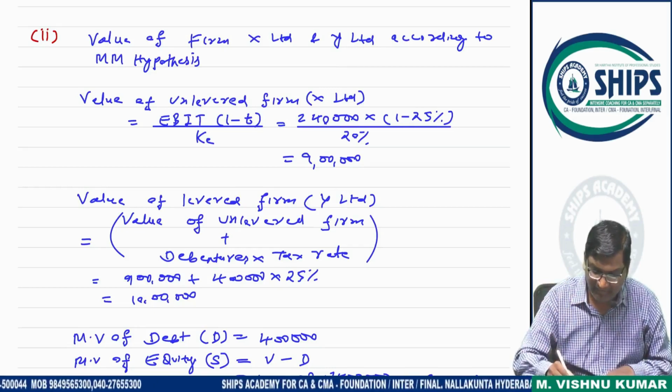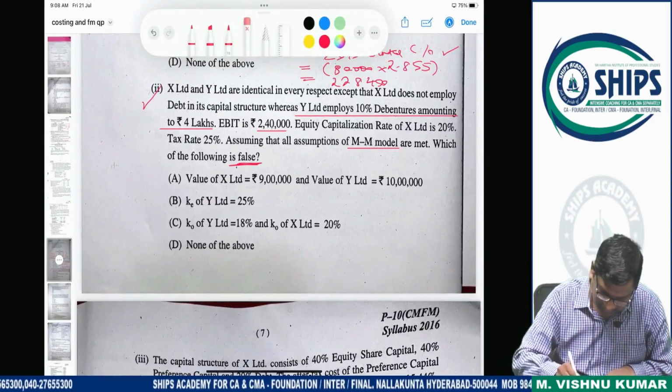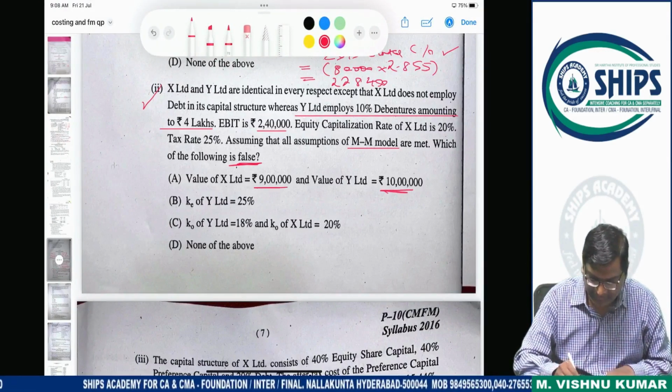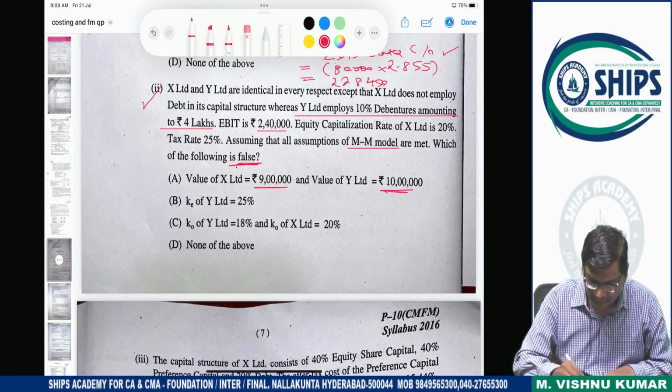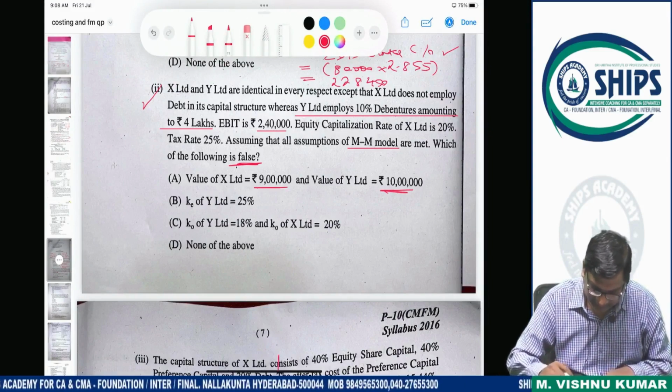So 9 lakh unlevered, 10 lakhs levered. So the first answer is correct here. This is not a false answer. This is a correct answer, because X value is 9 lakh and Y value is 10 lakh. So this is correct. Now we have to calculate KE of Y.